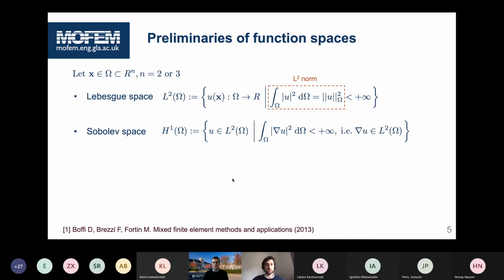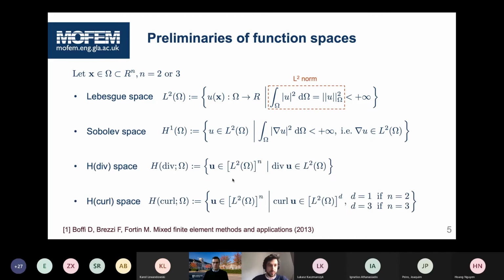And then we will look into two more spaces, which are quite different, as they are vectorial. They are called H-div and H-curl, and the functions in these spaces have components where each of the components belongs to the L2 space. The H-div space is the space of such functions whose divergence is square integrable, so in L2, and H-curl is the space where the curl is square integrable.